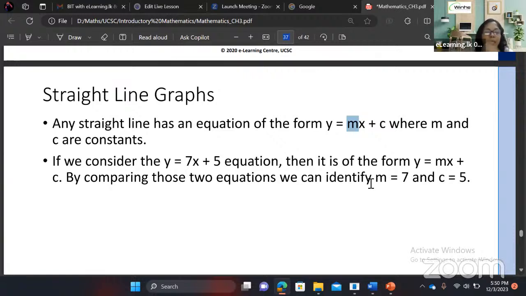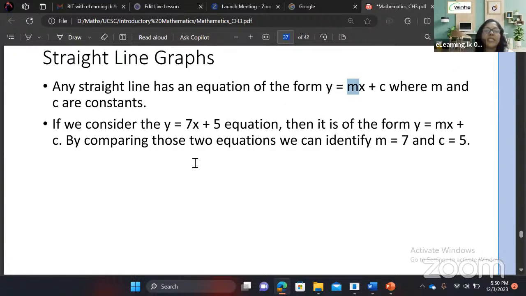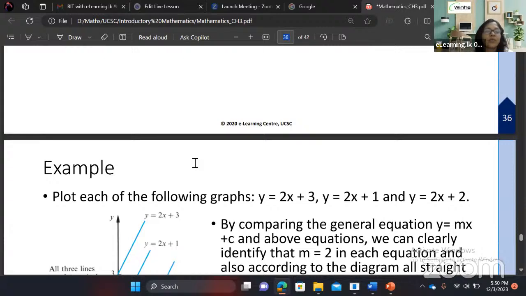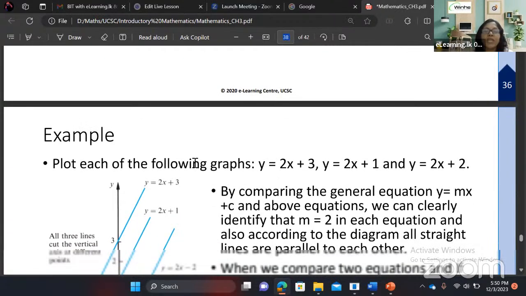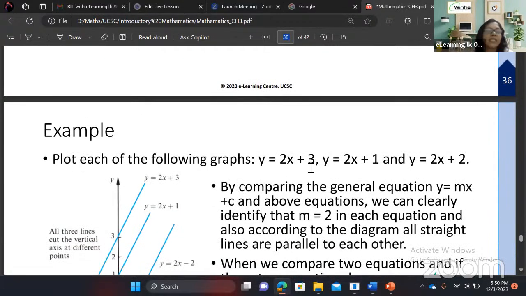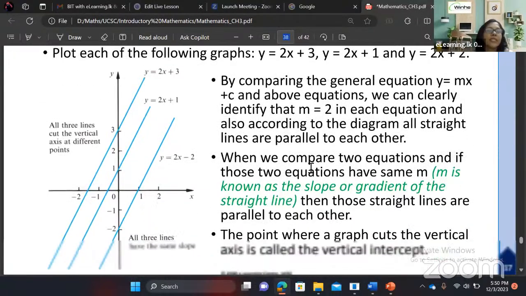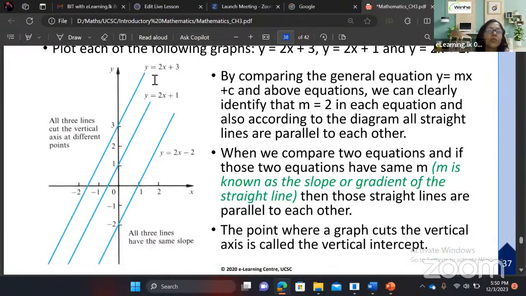Here you can see y equal to 7x plus 5 means m is equal to 7, and c is equivalent to 5. Right. If you see this, y equal to 2x plus 3, here you can see 2 is the slope and 3 is the point where it crosses the y-axis.